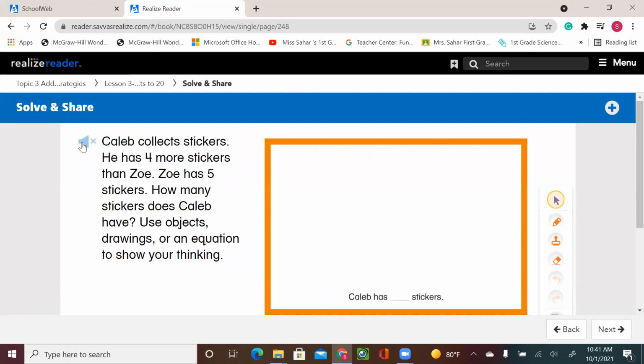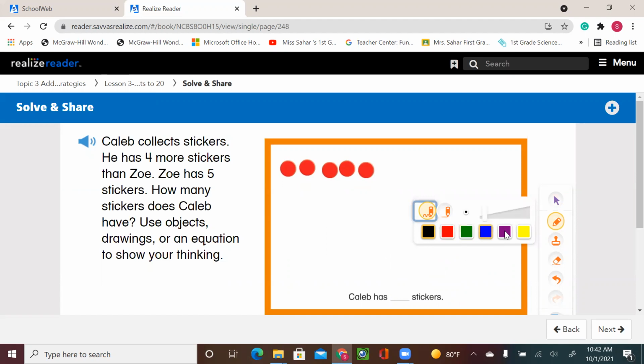Let's start. Caleb collects stickers. He has 4 more stickers than Zoe. Zoe has 5 stickers. How many stickers does Caleb have? Use objects, drawings, or an equation to show your thinking. All right, Caleb collects stickers, he has 4 more stickers than Zoe. So we need to find out how many stickers Zoe has. So Zoe has 5 stickers. I can use stamps here and I can say, okay, that's Zoe, 5 stickers. 1, 2, 3, 4, 5.